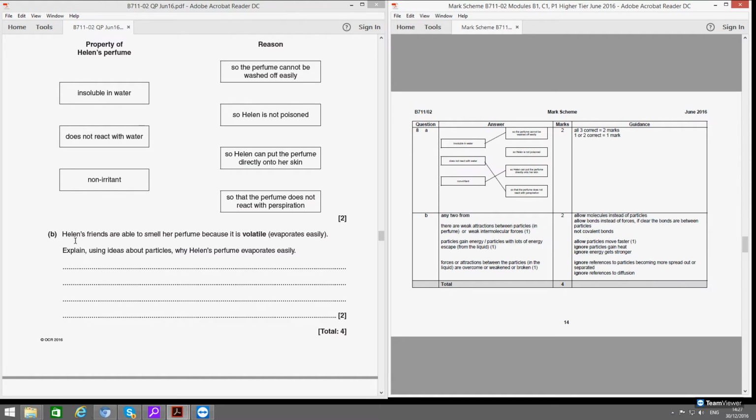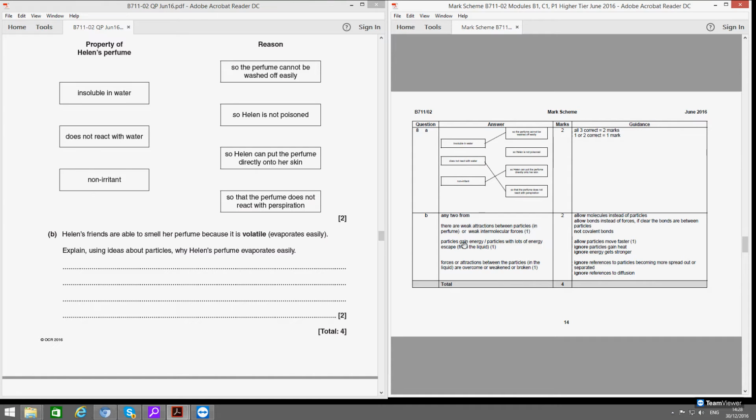Helen's friends are able to smell her perfume because it is volatile, meaning that it evaporates easily. Explain using ideas about particles why Helen's perfume evaporates easily. Very simple. The perfume itself, because it's a liquid, will have weak forces of attraction, weak intermolecular forces between the particles of perfume.